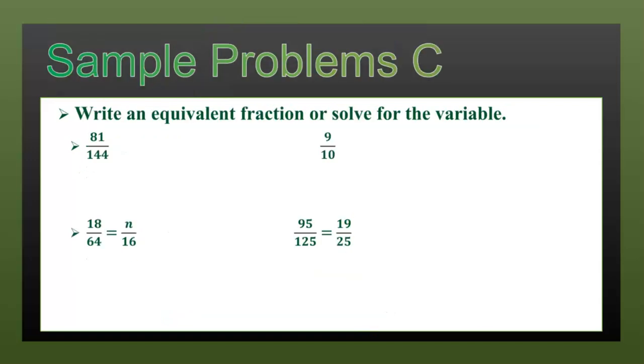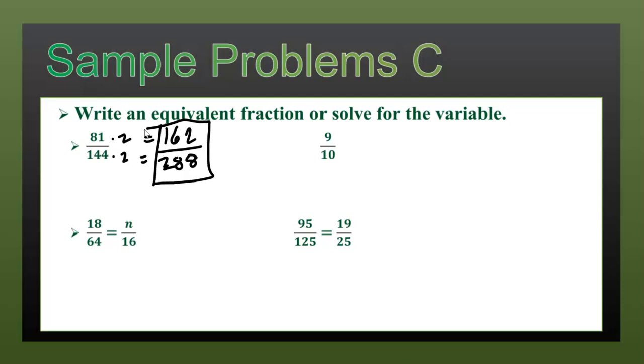Sample problem C, we're going to write equivalent fractions or solve for the variable here. So for this one, I want to write an equivalent fraction for those. So I'm going to make this bigger. So I'm going to multiply this by 2. 81 times 2 is 162. And 144 times 2 would give us 288. So that is one way you can rewrite an equivalent fraction.